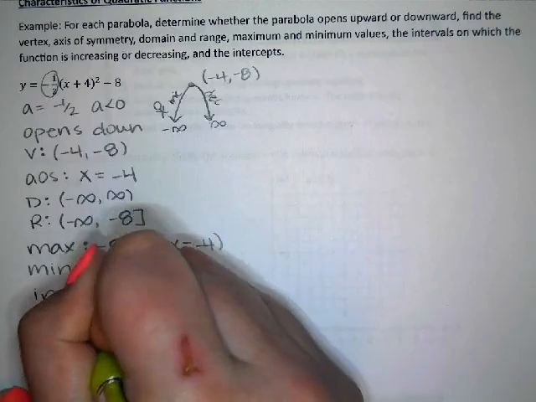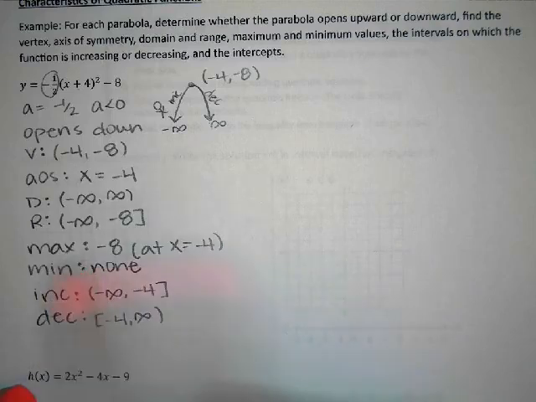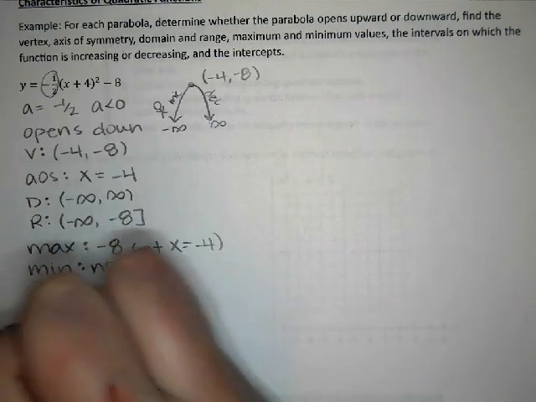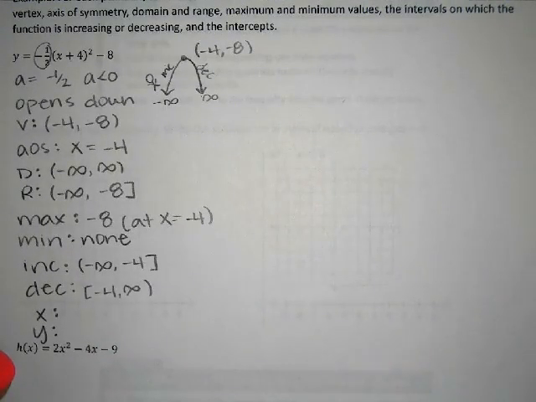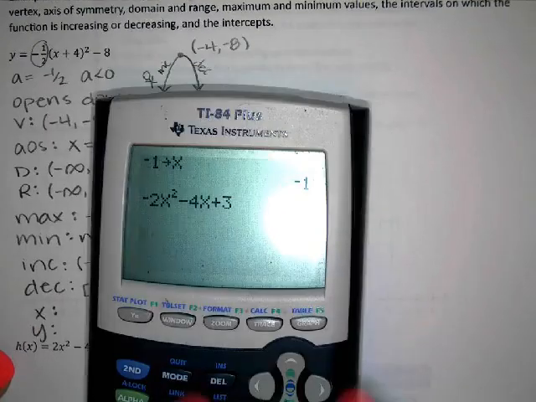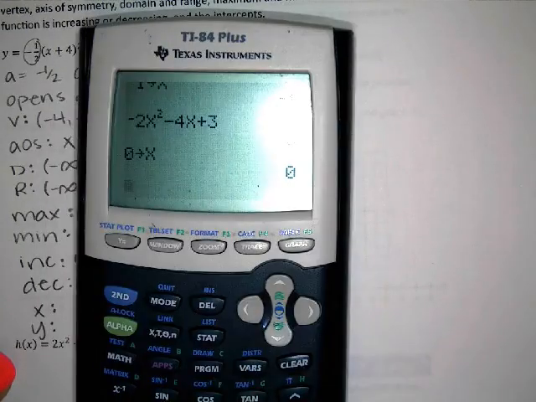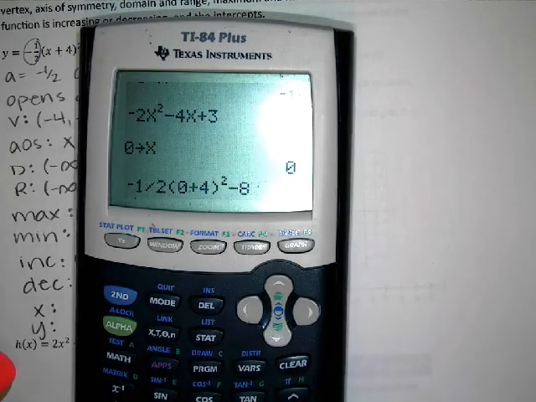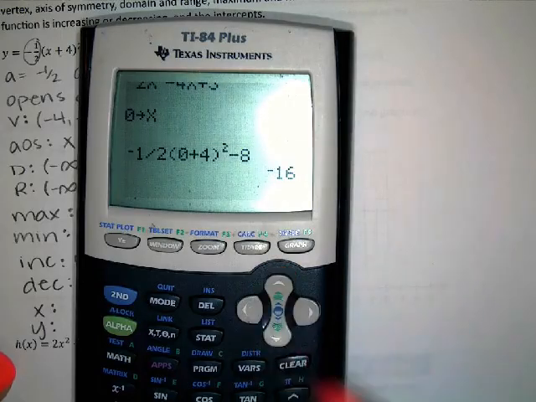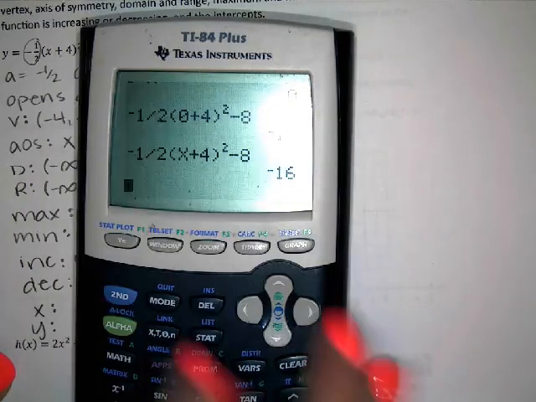Okay, and then we want the intercepts, and so we have two types. We have x-intercepts and y-intercepts. The y-intercepts are always going to be the easiest to find. You just plug 0 in, and so I'm going to say 0 stored for x, because I'm going to plug that in, and then -1/2 times (0 plus 4) squared, minus 8. Well, I just plugged in 0. I could have typed it in as an x, though. I guess that one was easy to plug in. Okay, so the y-intercept is -16.